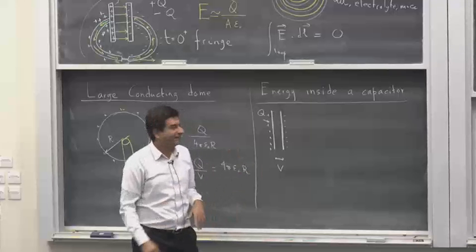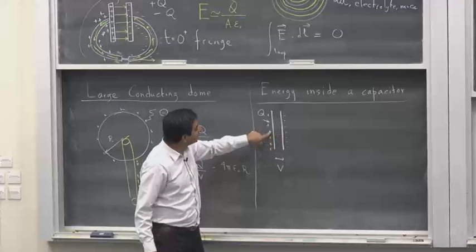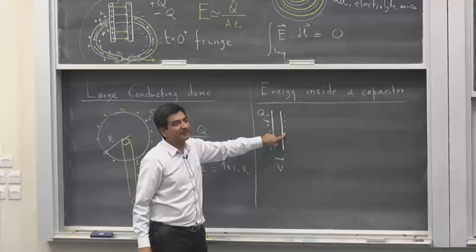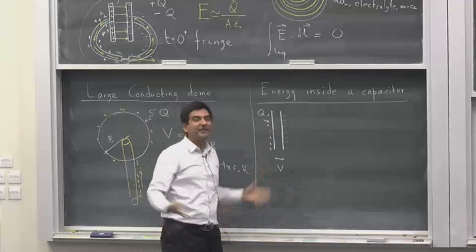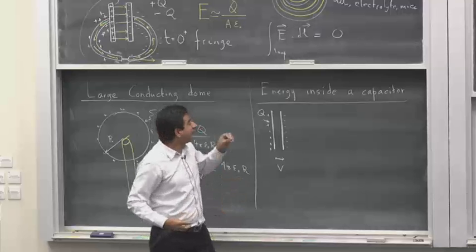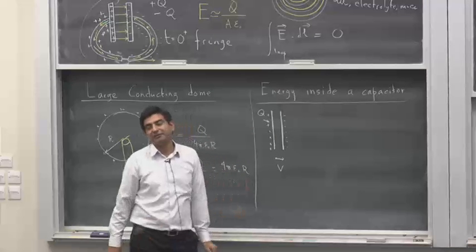onto it. In other words, I'm transferring electrons from the positive charged plate to the negatively charged plate against the direction of the electric field. So I'm putting in more energy. Where is that energy going? Nothing is moving. That energy is going inside the electric field here.